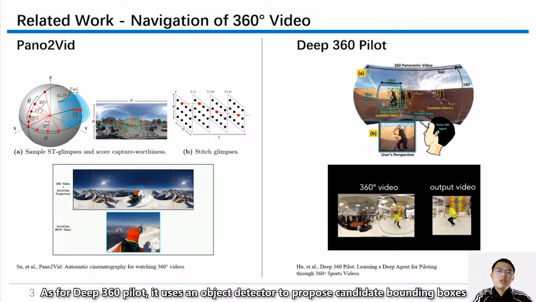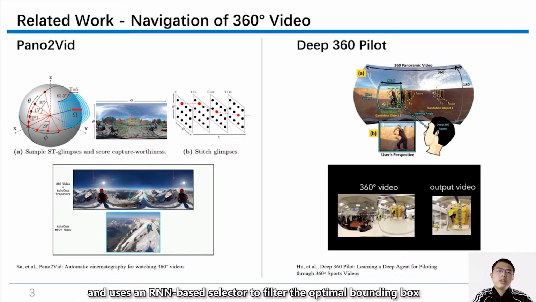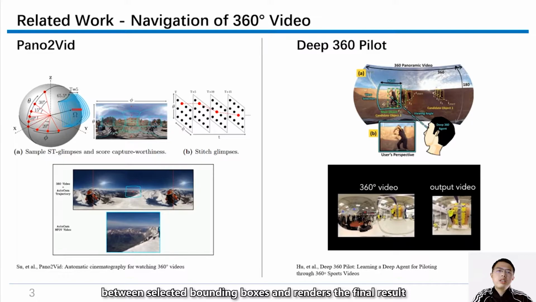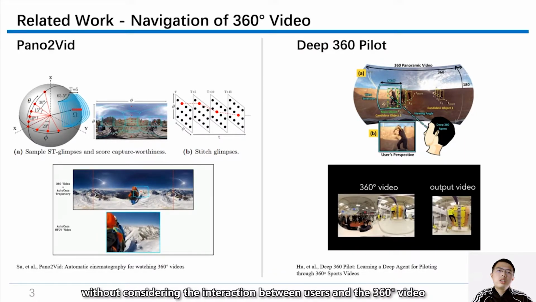As for Deep 360 Pilot, it uses an object detector to propose candidate bounding boxes, and uses an RNN-based selector to filter the optimal bounding box. Finally, it uses an RNN-based regressor to learn smooth transitions between selected bounding boxes and renders the final result. These two methods aim to extract a single normal field of view video without considering the interaction between users and the 360 video.